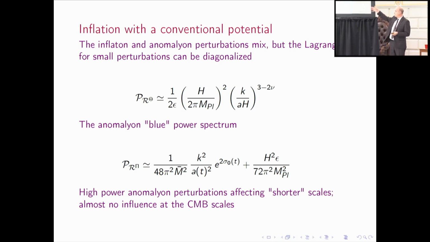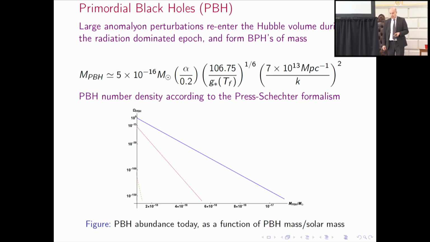You can convert this into the density contrast power spectrum and so on and so forth, and convince yourself that indeed, once they re-enter the Hubble volume, they need to grow just a little bit after that to start collapsing into primordial black holes. And all of that will be happening during the radiation domination. It won't be affecting your CMB physics. So here is a quick excursus into that.